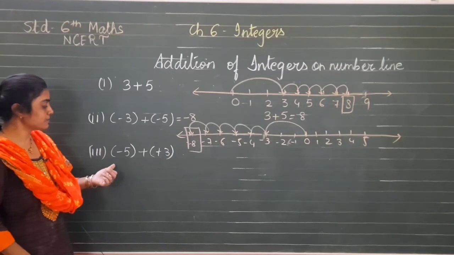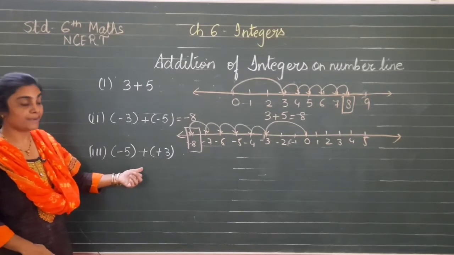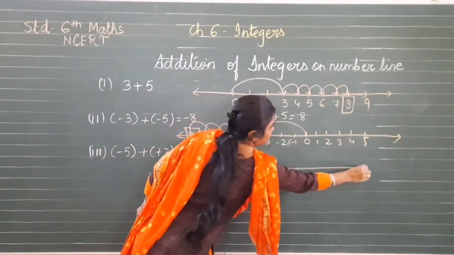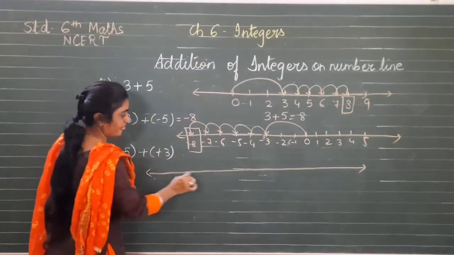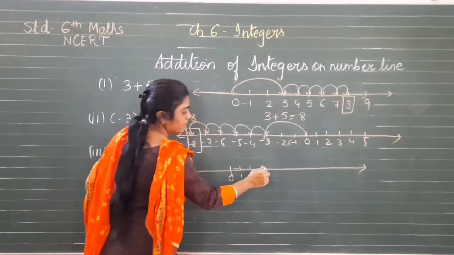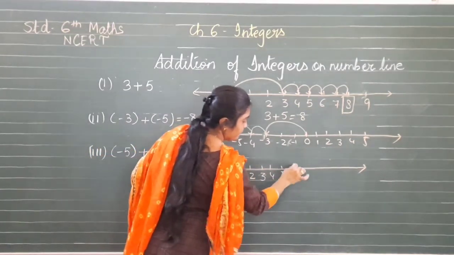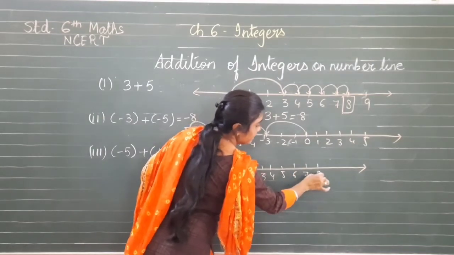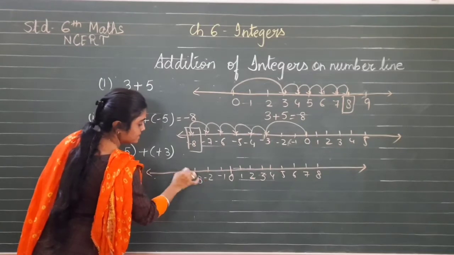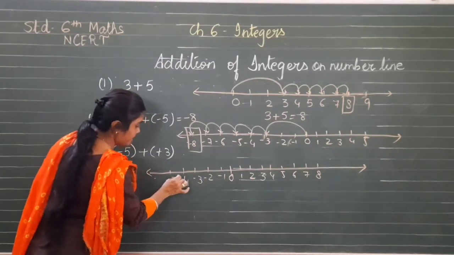Now let us see the third one, minus 5 plus 3. So let us draw a number line. 0, 1, 2, 3, 4, 5, 6, 7, 8. Minus 1, minus 2, minus 3, minus 4, minus 5.